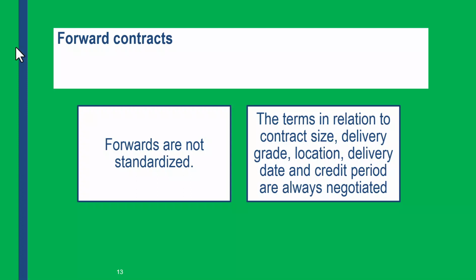So you decide about the grade and the location where you want your goods. If I buy it in my factory, or I buy it in say Bombay or Delhi, the rates can change. So I can talk about location, delivery date, credit period. I can say I will pay you after 6 months, so he may give me a price according to that. Okay, a forward contract. Fine.